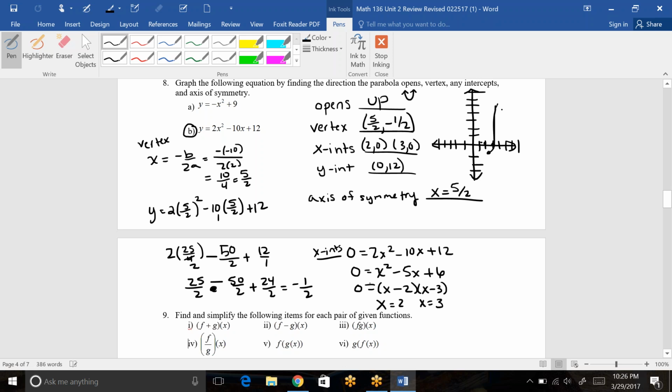So this is a very skinny parabola. Notice that those are very close to that vertex. And it's going to go way up here to 12 before it actually crosses the y-axis. And that's all I need to do. So there's all of my pieces you would be asked to do on the exam portions plus the graph. Is everybody okay with 8B? Okay. Let's move on down to 9.